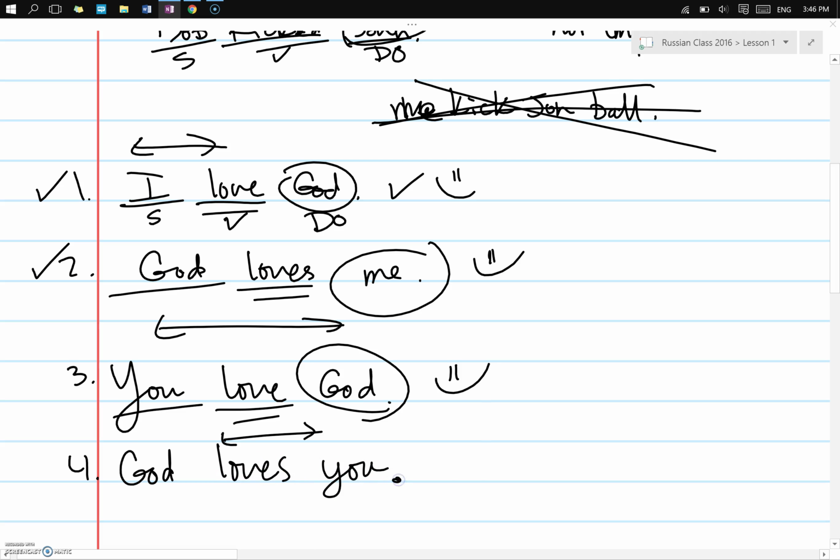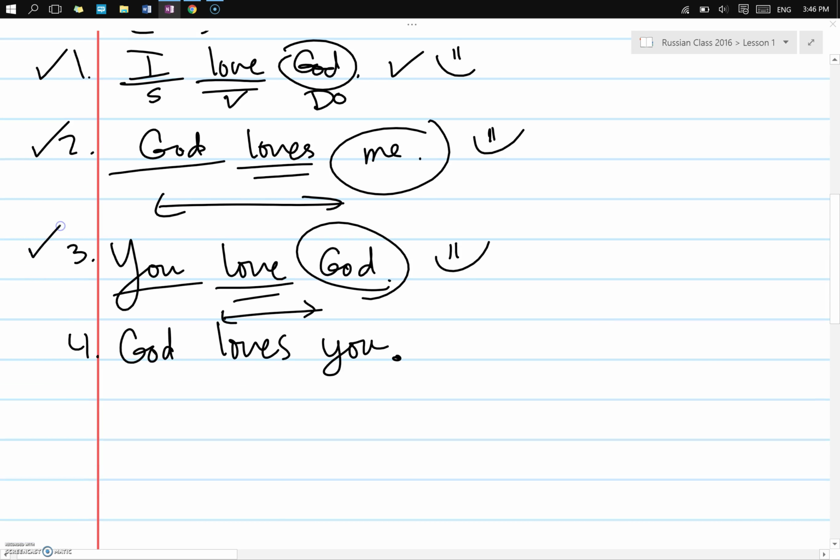All right, number 4. So it looks like a similar situation. We have the verb here. We have an S, which means that we're going to look for something on this side that matches that. In this case, we do have it. We have God, and we have the direct object. Follows left to right order. So we are awesome.